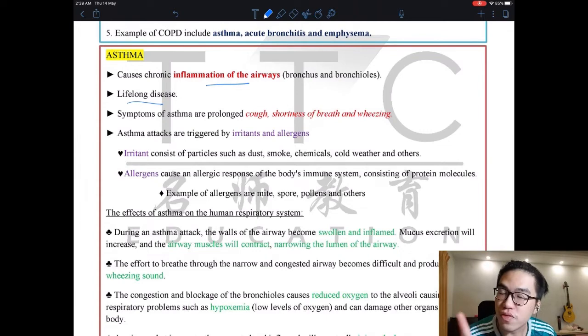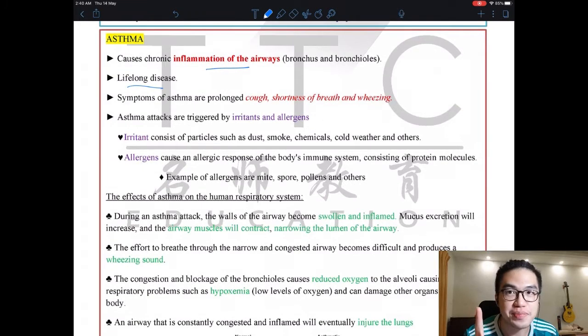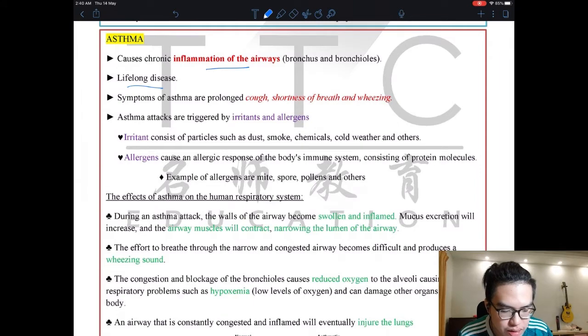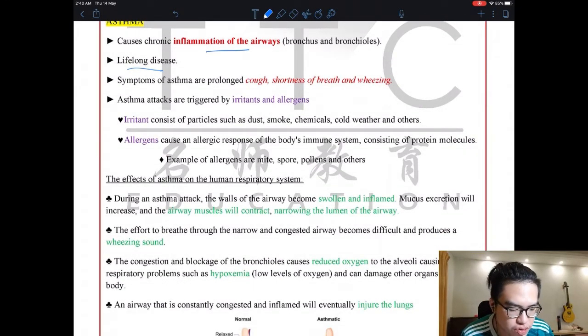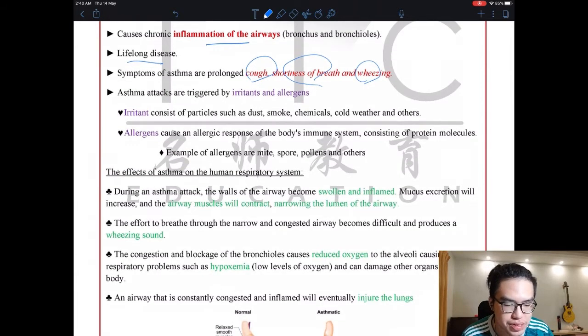Do you know that if you exercise more, your chance of surviving a heart attack is higher if you are very fit? If let's say I'm very fit, I'm a marathon runner, I suffer a heart attack, I am more likely to survive because my heart is stronger. So what are the symptoms? Cough, shortness of breath, wheezing. Wheezing is like that. They are triggered by irritants and allergens.